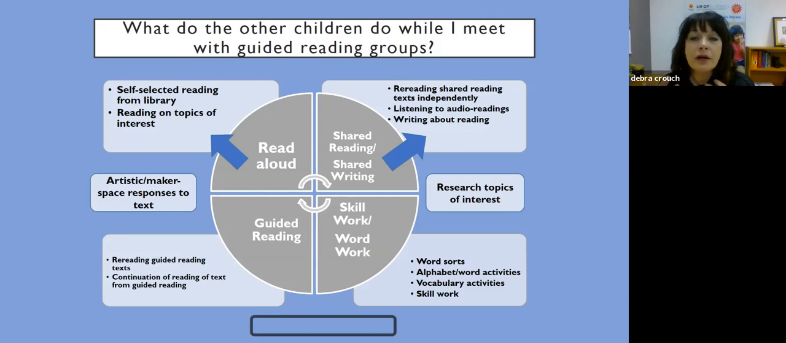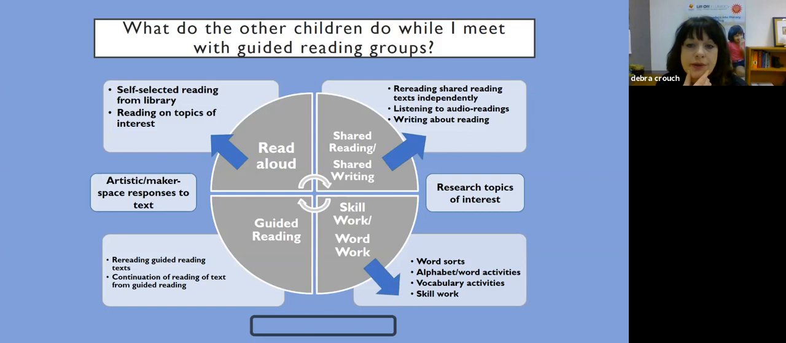I might have other work that kids in upper grades are going to be working on, continuing to work on texts that we've read together. They may be listening to books on audio and on their computers, so that they're listening to stories. And they might be doing some writing about reading tasks that give them the opportunity to respond to text in writing.